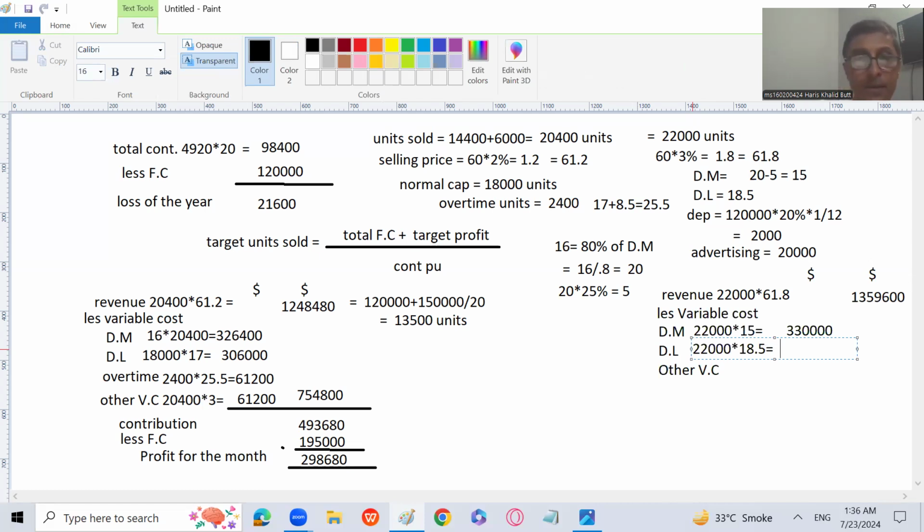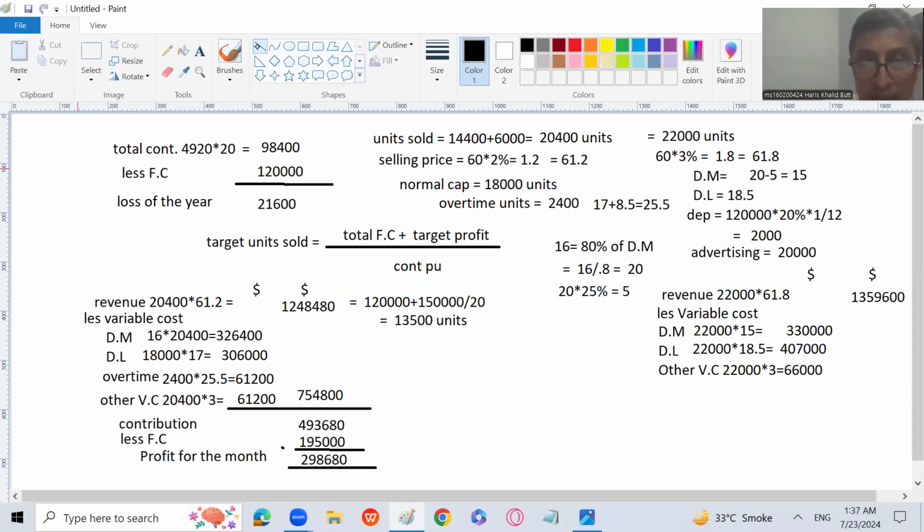That is going to be, let me calculate it, 22,000 into 18.5. That is 407,000. Then other variable cost, that is 22,000 multiplied by 3 because it has not changed. And nothing has been mentioned over here. It means that the other variable cost has not changed. It has remained the same. So I will go for the total of this. That is going to be 330,000 plus 407,000 plus 66,000. We will get 803,000.